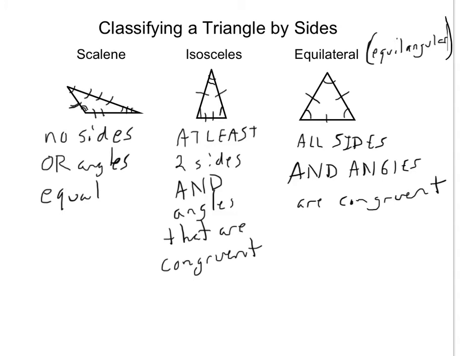But equilangular, E-Q-U-I-L-A-N-G-U-L-A-R, is another name for equilateral. Because lateral talks about sides. All sides are the same. So this literally means equal sides, and this means equal angles. Alright, so let's go ahead and move on.